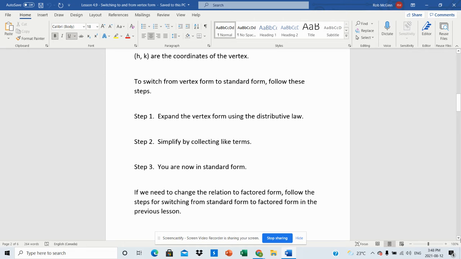A lot of times, if a quadratic relation is in vertex form, when you go to standard form and then try and go to factored form, you need to use the quadratic formula to find your factors. So we're just going to focus on flipping between vertex to standard form and standard to vertex form.